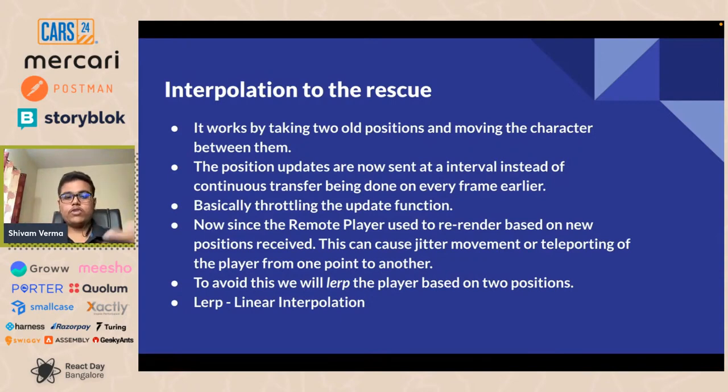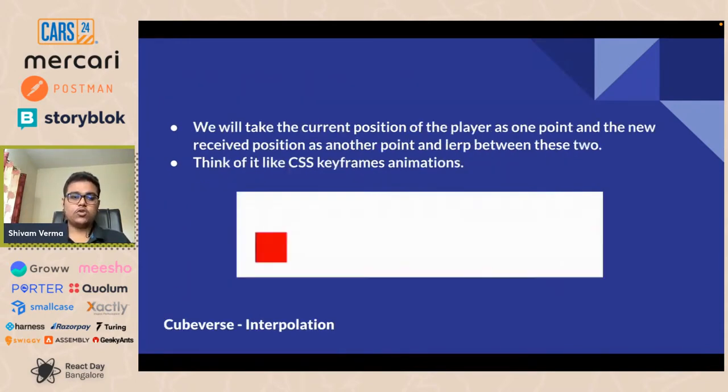So to avoid this, what we'll do on the remote player side is we'll lerp the player based on the two positions. So what is lerp? Lerp basically stands for linear interpolation. So what is linear interpolation? It is provided out of the box via Three.js, but we'll break it down into the frontend terms which we know. We take the current position of the player as one point and the newly received position as another point and lerp between these two.